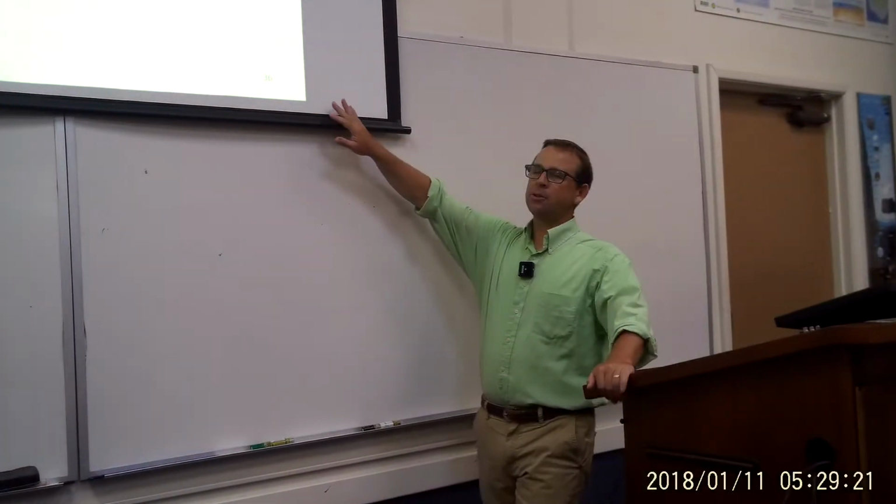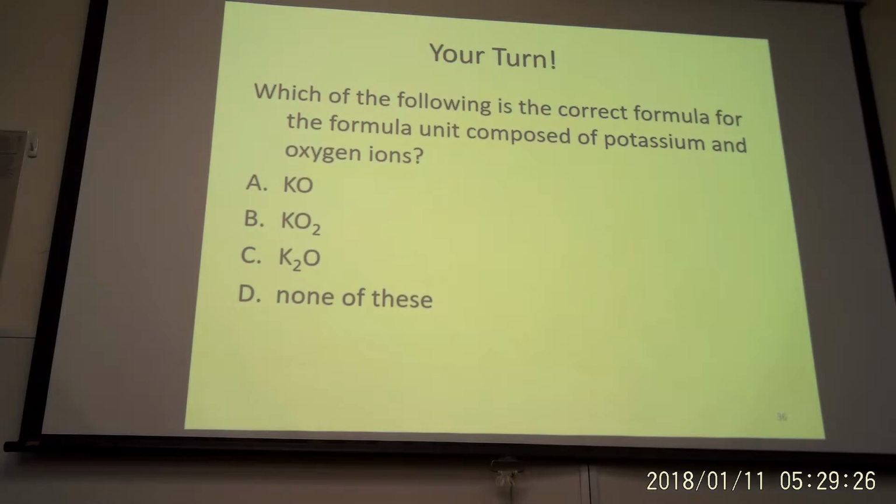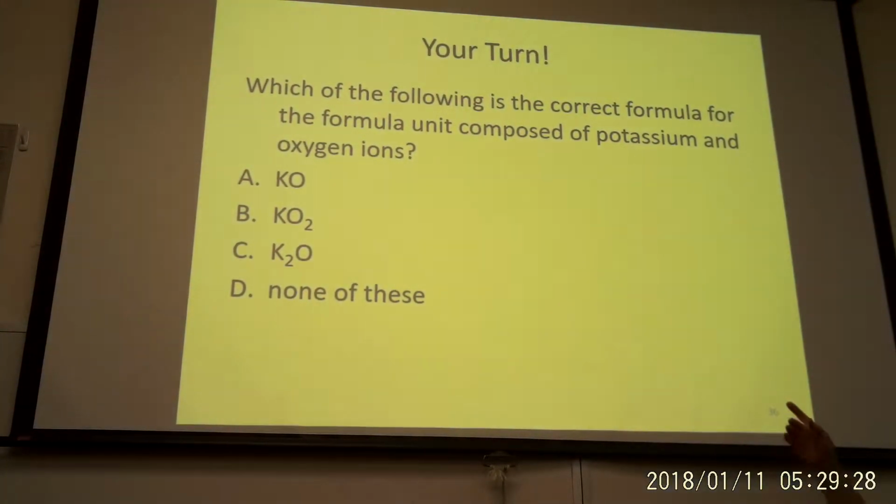Up here to see if we can remember how these two elements would come together. What kind of a compound are they forming when they come together? What kind of a compound? What were our kinds of compounds that we've introduced so far? Molecular and ionic. Is this a molecular or ionic compound?